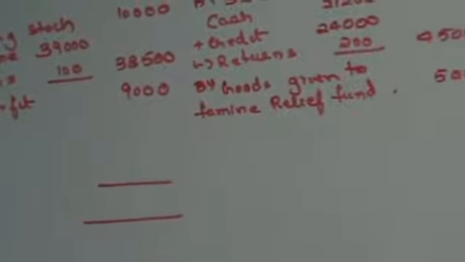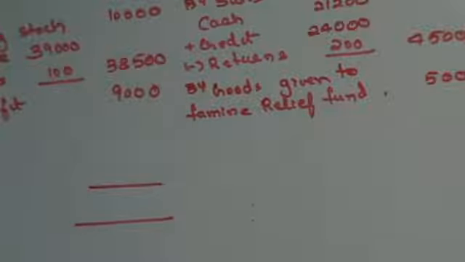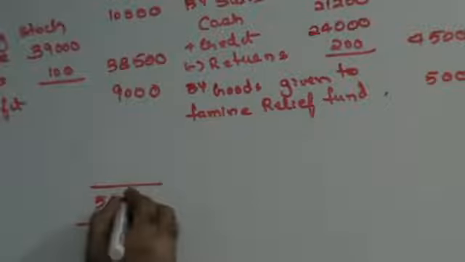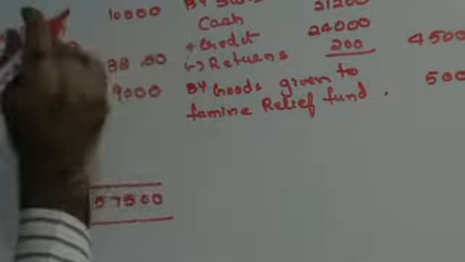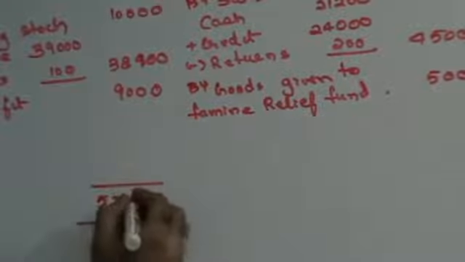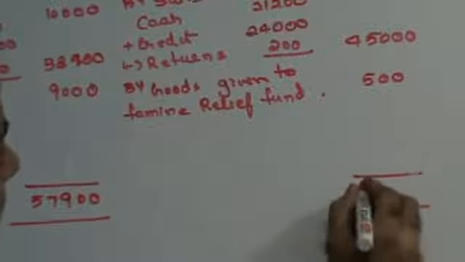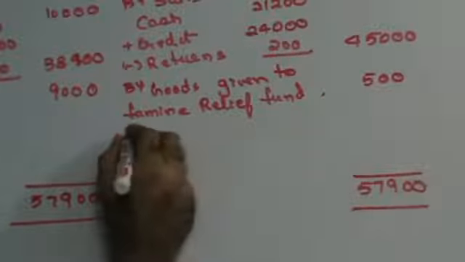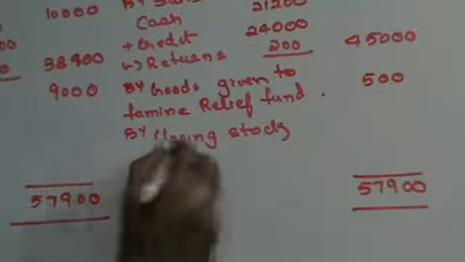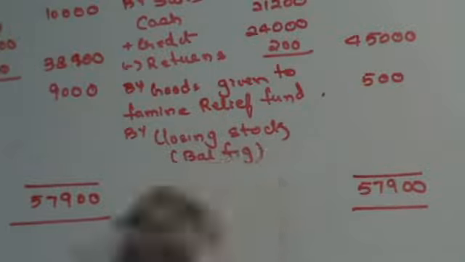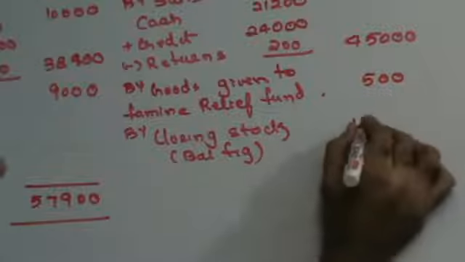If you tally this first, this is going to be 38,500, 48,500, 57,500. Yes, someone wants to ask me something. 39,000 minus 100 is 38,900. So in that case, this is going to be 57,900, right? 57,900. The difference is going to be by closing stock. This is going to be my balancing figure. So 57,900 minus 45,500 will give you 12,400.